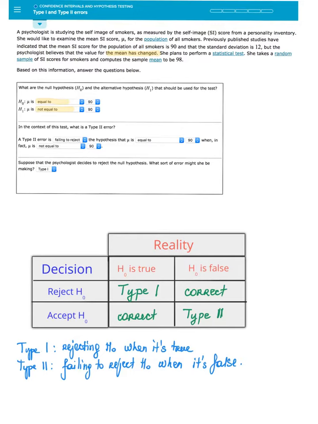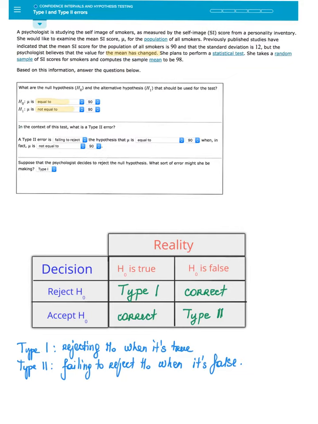Now, in the context of this test, what is a type 2 error? Please remember that the type 2 error says we failed to reject the null hypothesis when it's false. Let's say there's some data, we analyzed it, and the null hypothesis happens to be false. Mu is not equal to 90, but we decided to keep the null hypothesis anyways for whatever reason. It means that a type 2 error is failing to reject the hypothesis that mu is equal to 90 when in fact mu is not equal to 90.